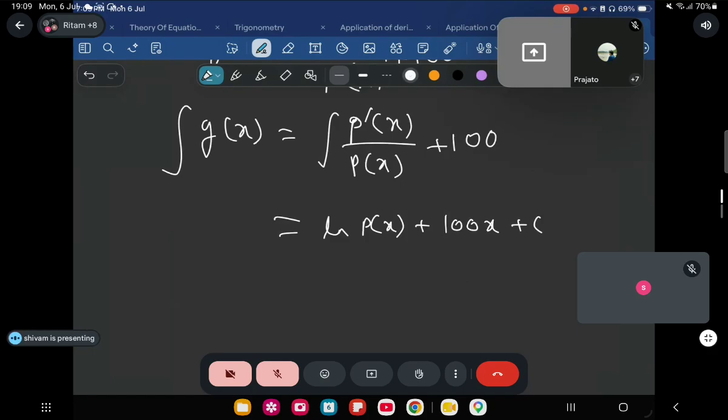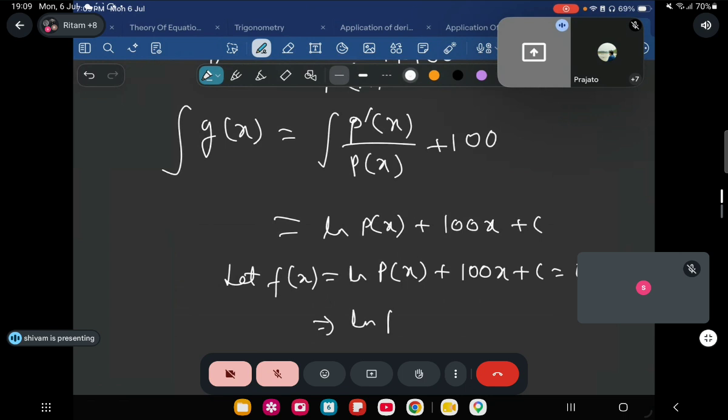So that means your function should be somewhat like this. Let f of x equal to ln p of x plus 100x plus c, and it should be equal to 0. So let us create the polynomial, putting it equal to 0. This implies ln p of x must be equal to minus 100x minus c. This implies p of x is equal to e to the power minus 100x minus c.